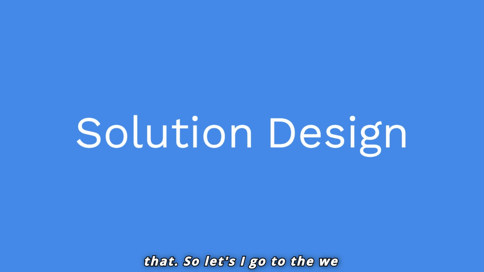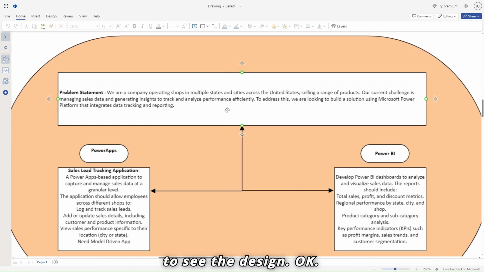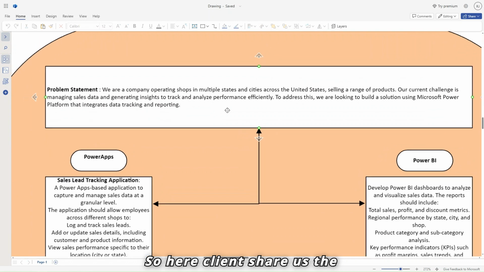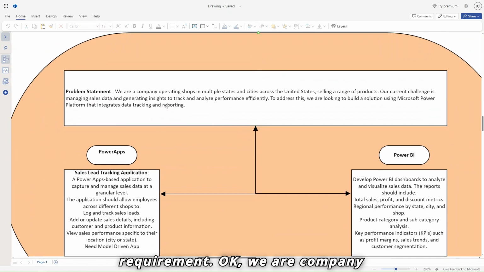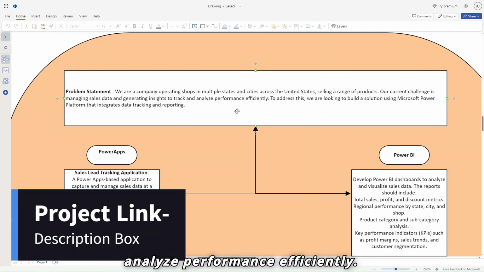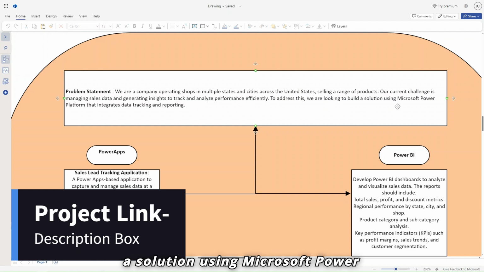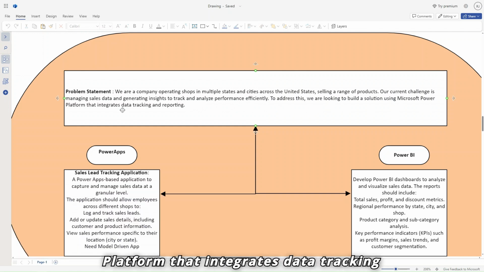So let's go to the Viva drawing. I hope you are able to see the design. Here the client shares the requirement with us. We are a company operating shops in multiple states and cities across the United States, selling a range of products. Our current challenge is managing sales data and generating insights to track and analyze performance efficiently. To address this, we are looking to build a solution using Microsoft Power Platform that integrates data tracking and reporting. So this is the problem statement we have.